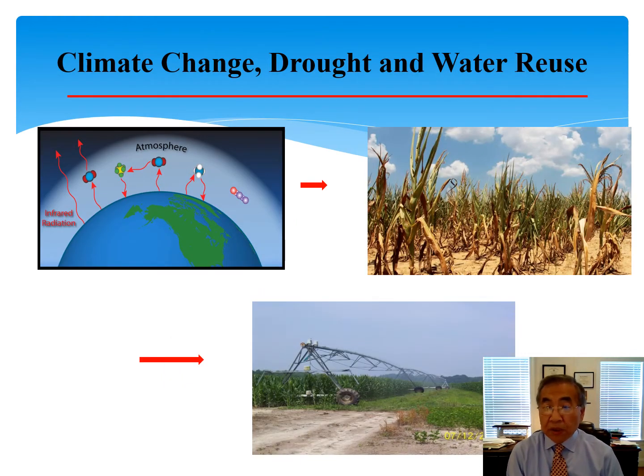I took this picture during the drought year. You can see the corn is pretty dry, probably dying. And then a couple of years later, we put an irrigation system in the same farm, and they can irrigate with the treated wastewater, and you can see how green the corn is. So this is a big difference with water reuse, making the crop grow better.